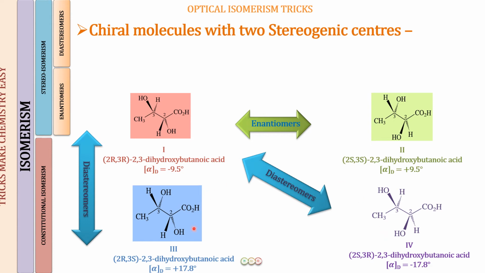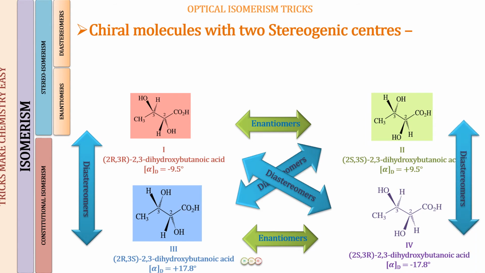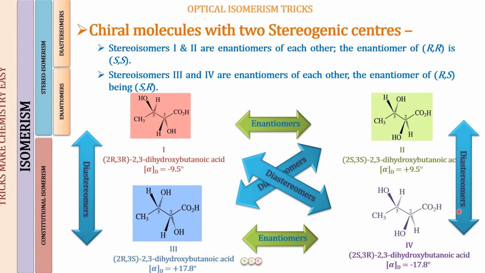What is the relationship between 3 and 4? Well, this is a 2R, this is a 2S. Opposite. 3R, 3S and a 3R. This means this is also opposite. So these will be forming a pair of enantiomers. What is the relationship between 2 and 3? Well, again, a 2S, a 3S, a 2R and a 3S. One is same, one is different, diastereomers, and between 2 and 4 also they will be forming a pair of diastereomers. So what do we have?